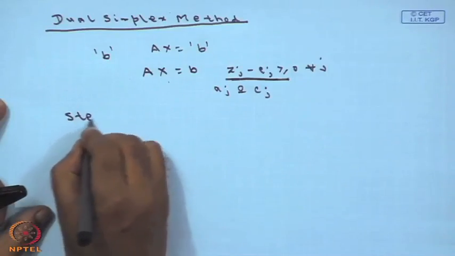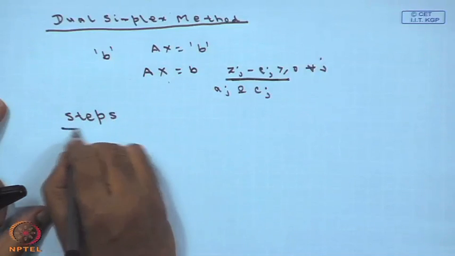Now, there is only one drawback of the dual simplex method: it must start with a solution which is always optimal, but it may happen that the optimality condition is not satisfied. If the optimality condition is not satisfied, in that case you cannot use the dual simplex method. This is the drawback of this particular method. Now, let us see the steps in the dual simplex method.